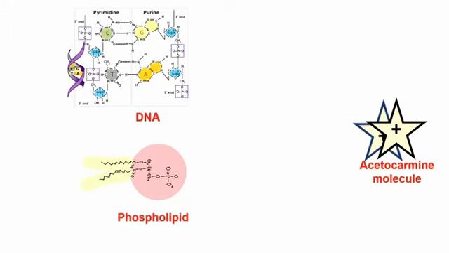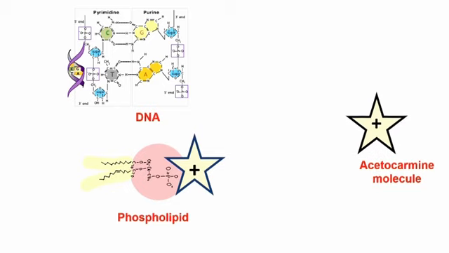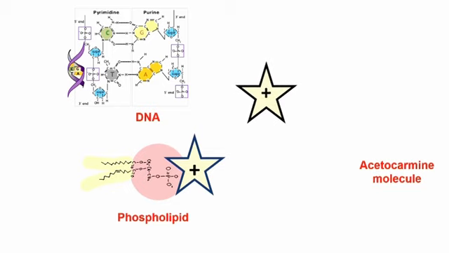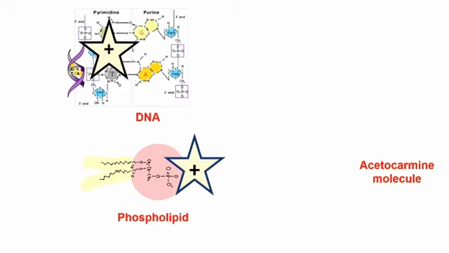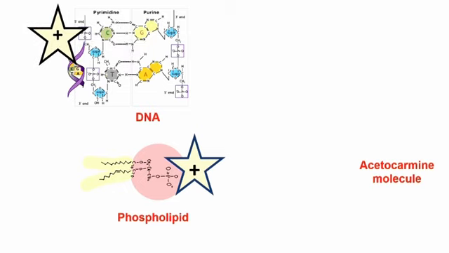As observed in this video, three different molecules, acetocarmine, DNA and phospholipids, are interacting with each other. Acetocarmine binds to both DNA and phospholipids because it carries a positive charge, which allows it to attach to the negatively charged parts of these molecules.